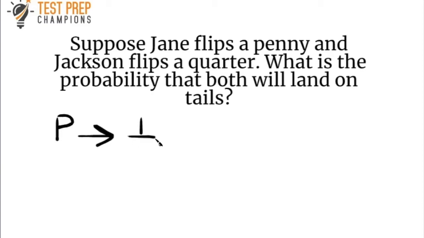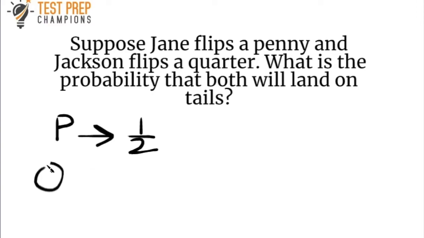It's got a heads and a tails. The favorable outcome is tails, so that's why we have a 1 here. And so the favorable outcome is 1. Total number of outcomes, that's going to be 2, right? Because again, the penny has 2 options. It could land on heads or tails. So expressed as a fraction, the probability that that penny lands on tails is 1 over 2.